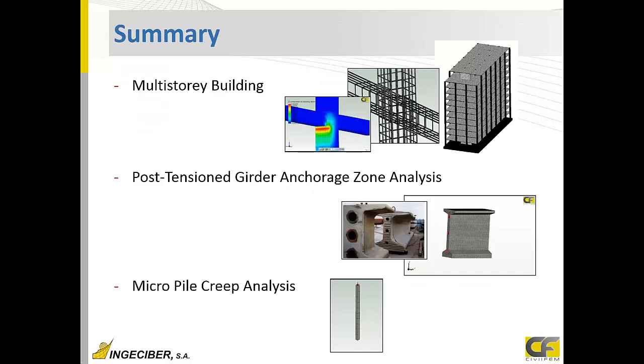To analyze all these capabilities, we will see three examples: a multi-story building, which we will solve with wind and shell elements for the whole building, and we will also perform advanced nonlinear analysis on special points of the building, such as the shear walls or column-beam joints. We will see a second example, looking in detail at the post-tension anchor zone in a girder bridge. And finally, we will see the creep analysis with a micropile.